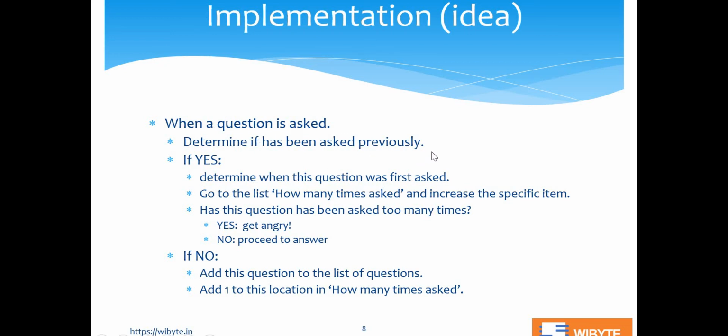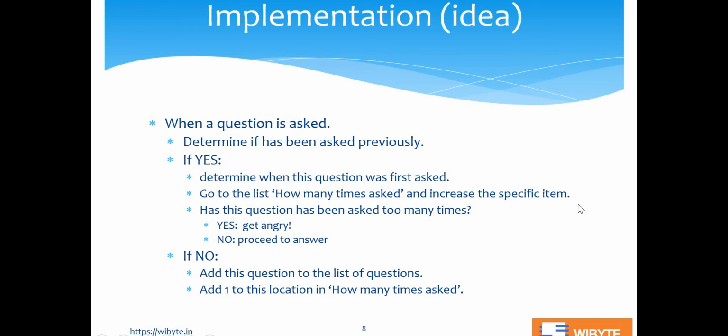How do you do that? Well, we were doing it already because we are looking at the list of the previous questions, right? So if it's been already asked, let's say it's been asked, what we do is that we first determine when this question was first asked. So maybe it was question number 1 or question number 2, or say question number 3, whatever it was. So we first determine where it was first asked, and then we go to this list, how many times asked, and increase the specific item.